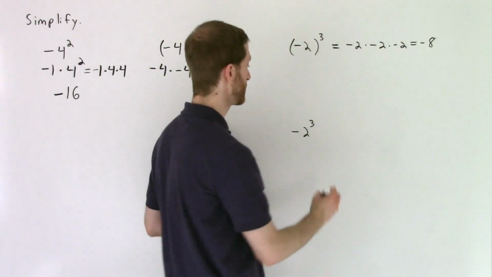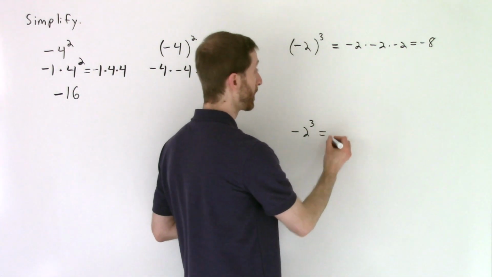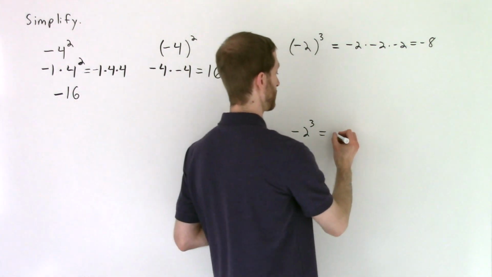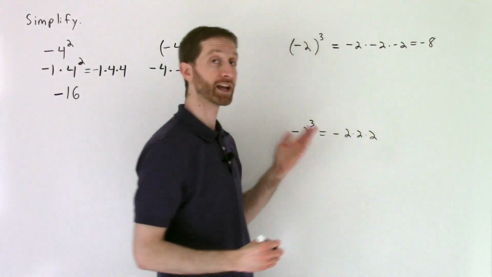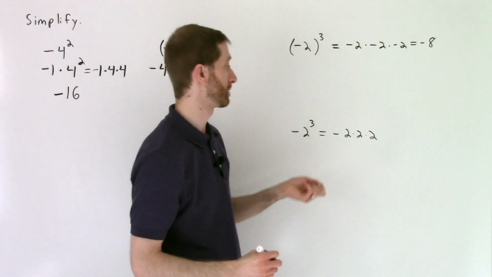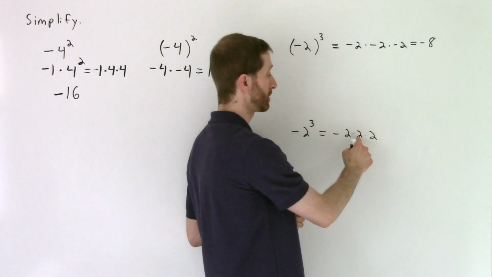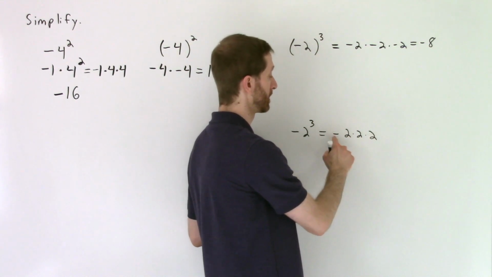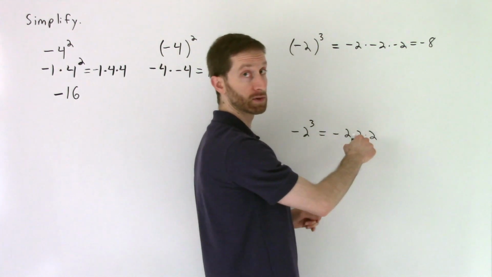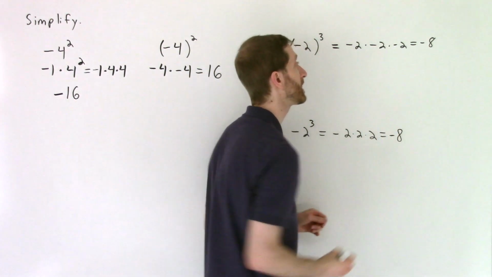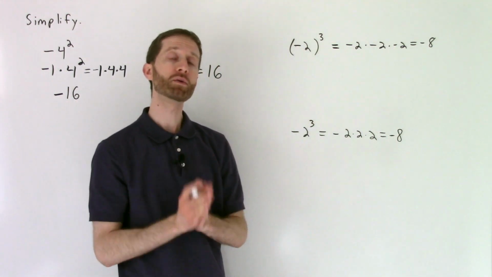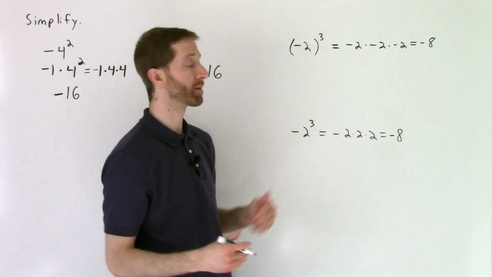In this problem here, literally the way that I'm thinking of it is the opposite of 2 times 2 times 2. And again, you could think of that as -1 times 2 times 2 times 2. Well, this would be 2 times 2 is 4 times 2 is 8, -8. Or -2 times 2 is -4 times 2 is -8. So in this case, we did end up getting the same answer, but notice again, the way we're thinking about each of these problems is different.